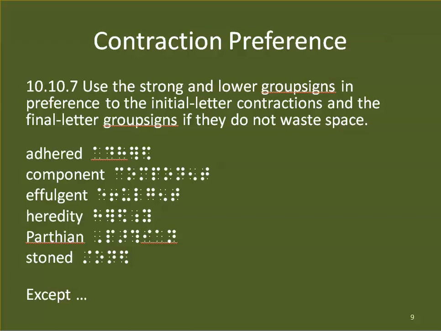Component, we could use ONE, but that's an initial letter contraction. EN is preferred. Effulgent is going to use the FF contraction and the EN. Heredity, we're going to use ER and ED instead of HERE. Parthenon, we're going to use AR and TH instead of PART because that's an initial letter contraction. And words that end in ONED, we're going to use the ED contraction instead of the ONE contraction because of this rule.